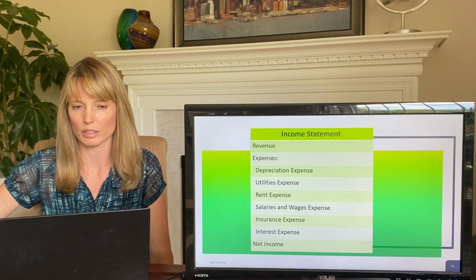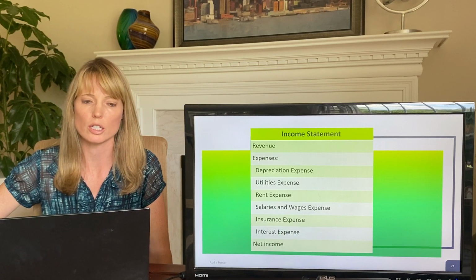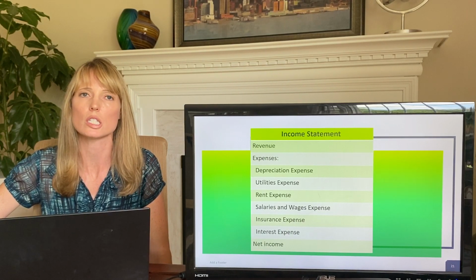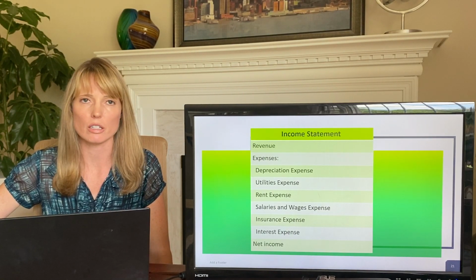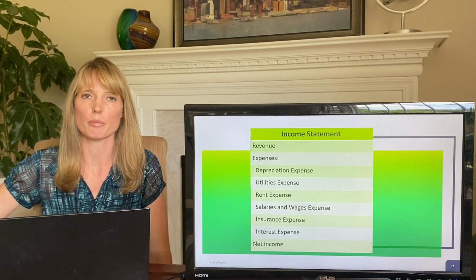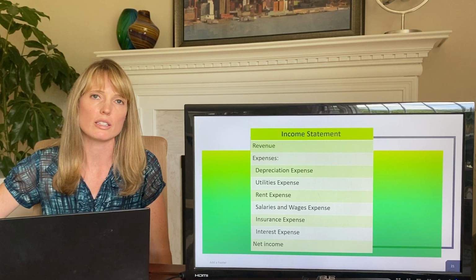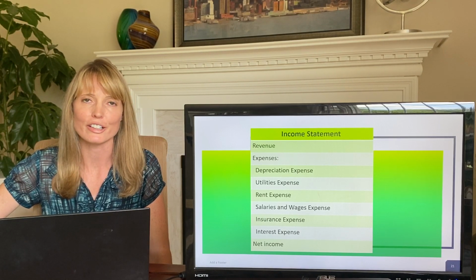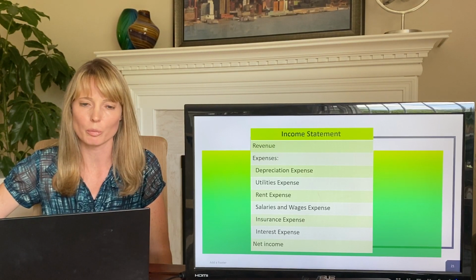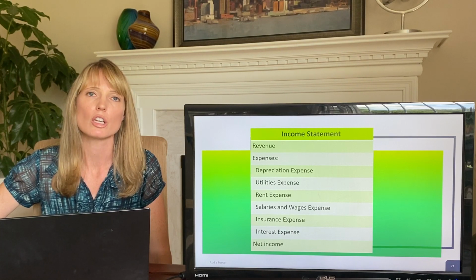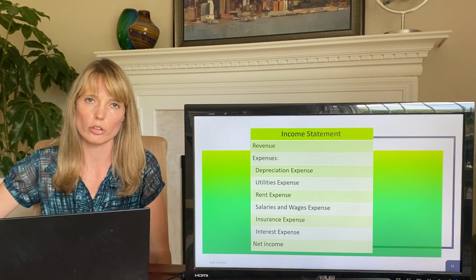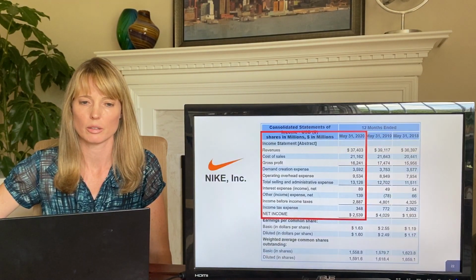Remember, common expenses: depreciation, utilities, rent, salaries, insurance, interest, income taxes. And then you're left with net income, how that company performed over a period of time, whether that be a day, a week, a month, a year. Typically, when we're looking at publicly traded companies, we see their earnings quarterly and annually.